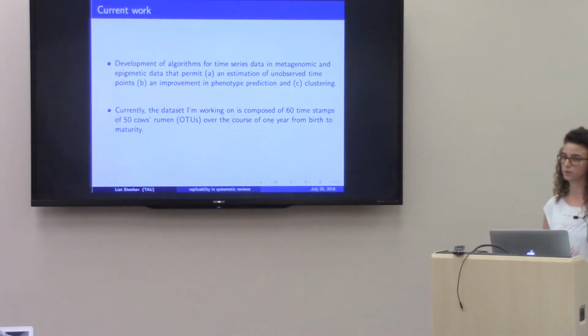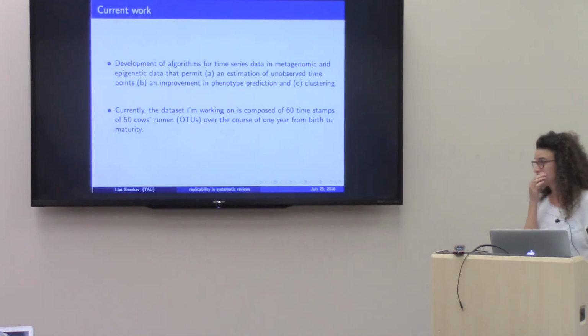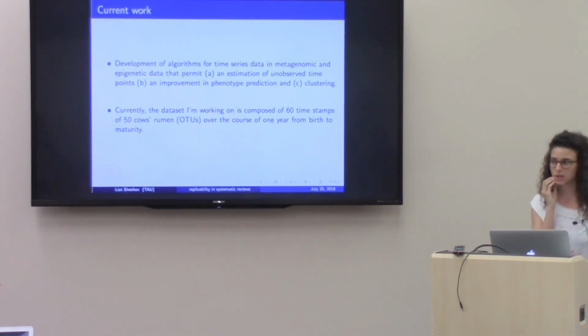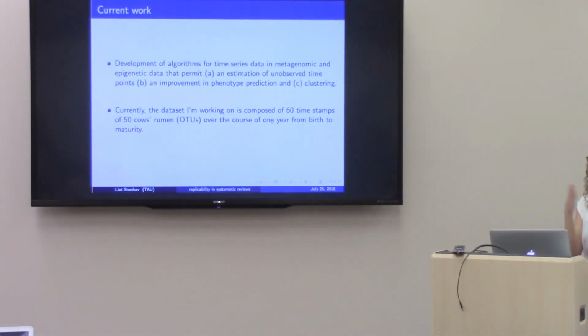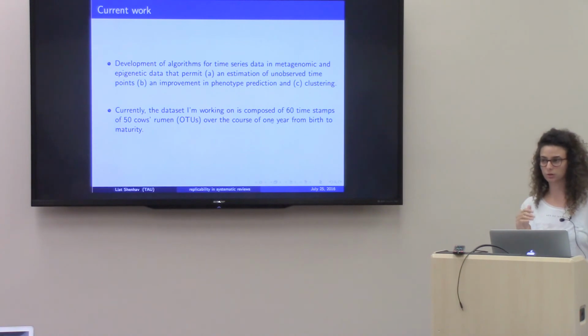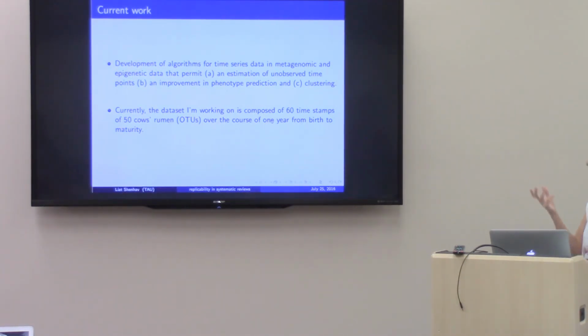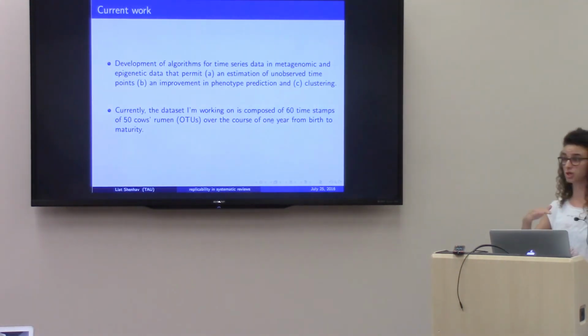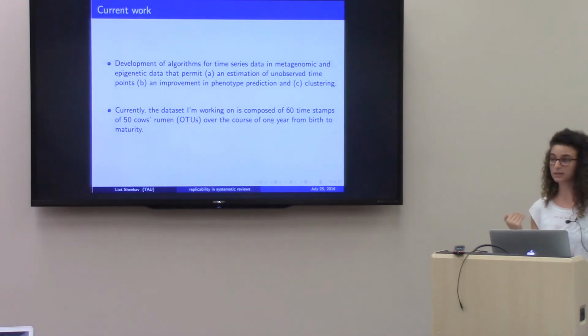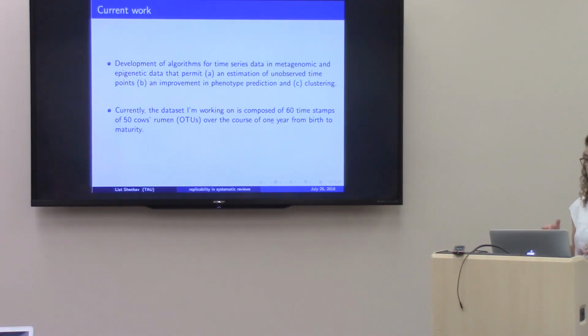We have 60 timestamps of about 50 cows. We have their 16S OTUs, I hope I'm saying it right, from birth to 6 months or a year. What we would like to achieve is to estimate further ahead the unobserved data points, to look at the trajectories and the growth of how the OTUs develop. We would also like to use the epigenetic data to improve phenotype prediction, which is based on one timestamp, to examine whether we can improve it with more than one timestamp, and possibly improve clustering. That's it.